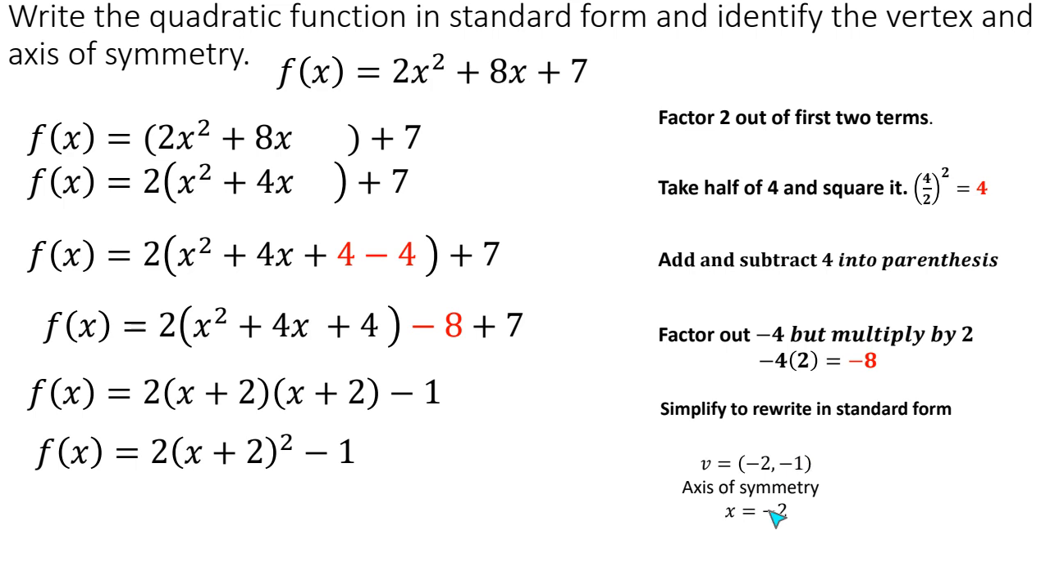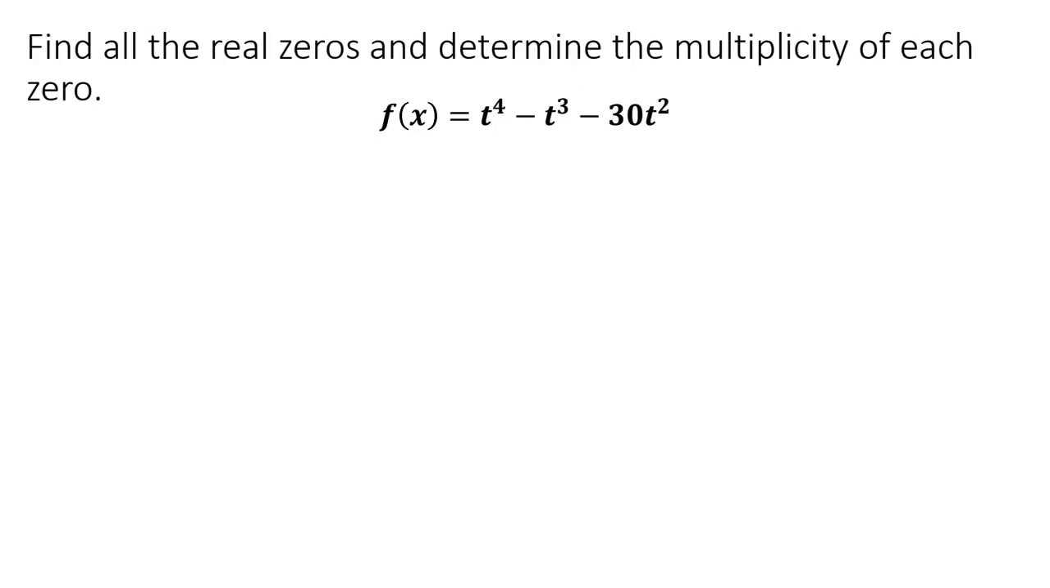Okay, so now we get into a little bit of 2.2, 2.3, 2.4, 2.5. It's going to bring all those examples into one problem. It says find all the real zeros and determine the multiplicity of each zero. So this should be f of t is equal to t to the 4th minus t cubed minus 30t squared. And there are different ways that you can solve this.